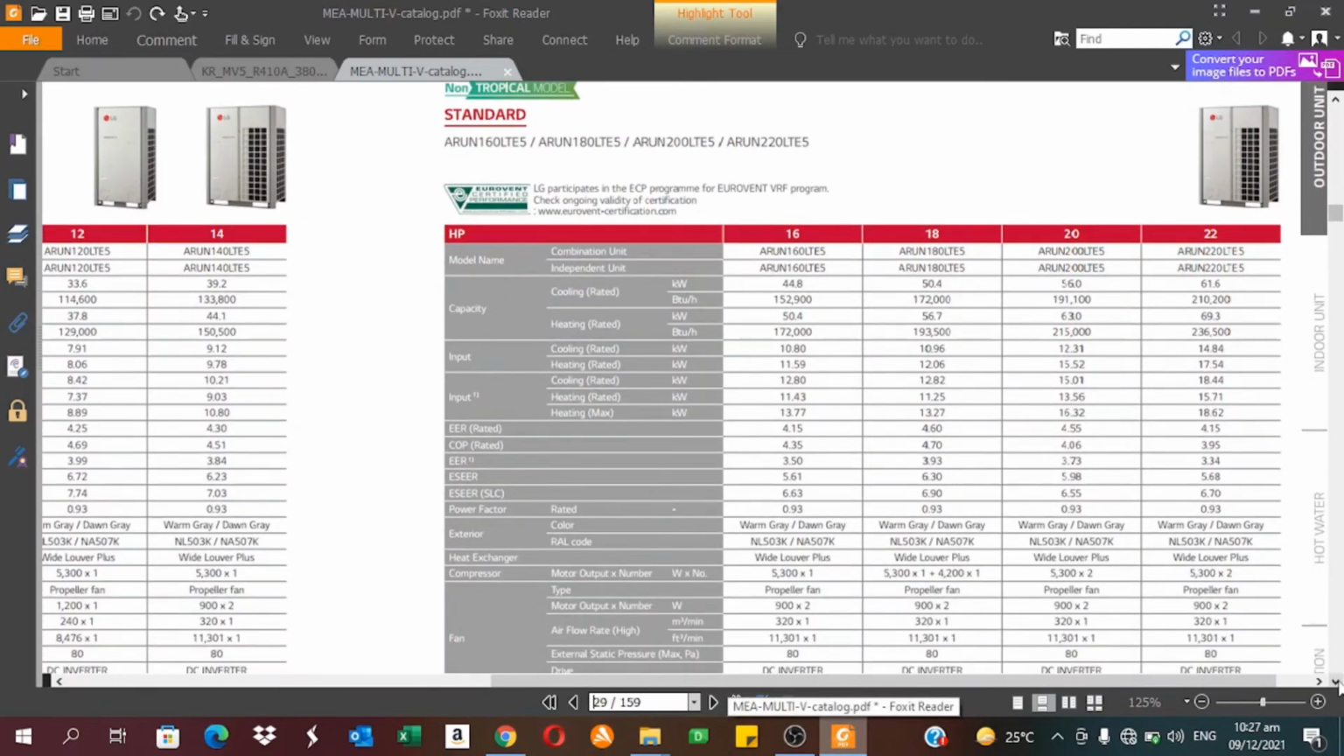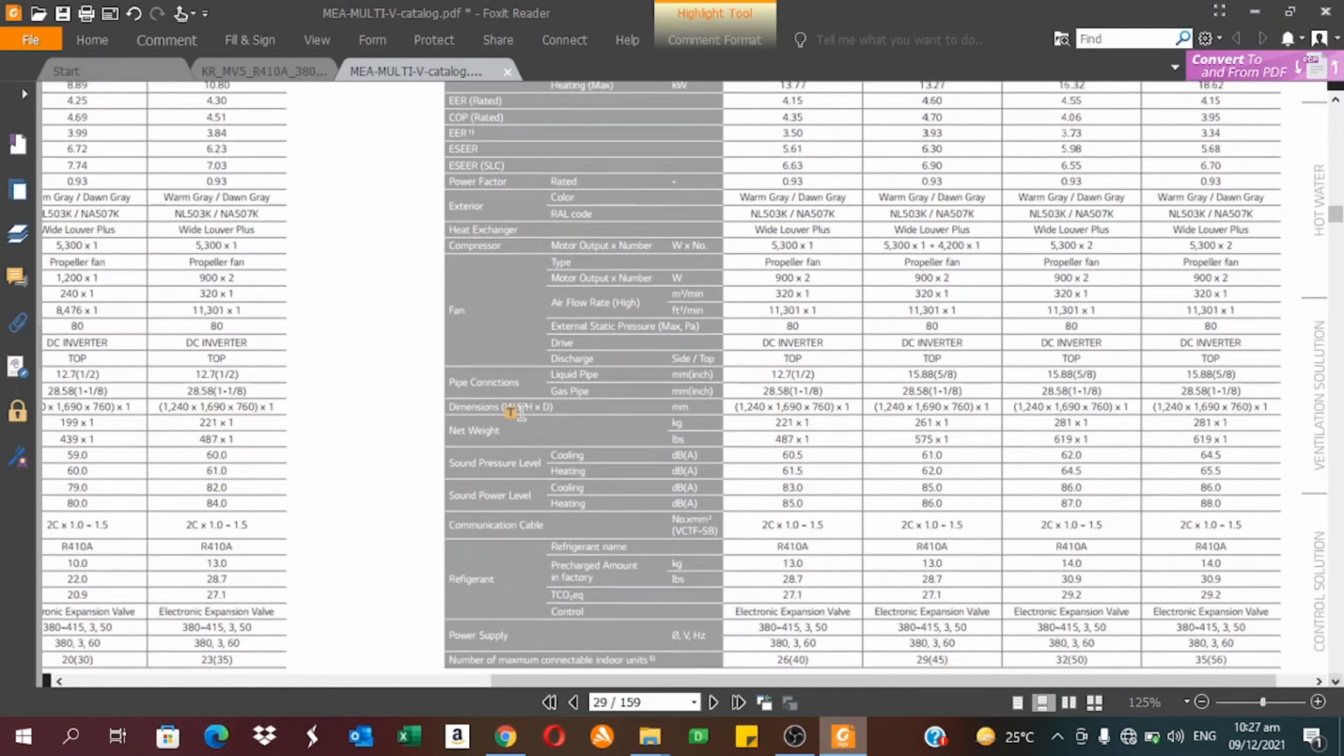Remember that the capacity of the outdoor unit is 18 HP, which is the same as 50.4 kilowatts. I've highlighted it so that you see it clearly. From here, we can see that the correct liquid pipe is 15.88 millimeters, and the correct gas pipe is 28.58 millimeters. Let me highlight them so that you see them clearly. So for the liquid pipe it is 15.88 millimeters, and for the gas pipe it is 28.58 millimeters.